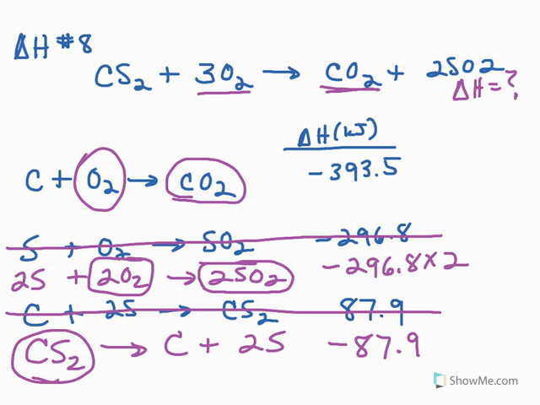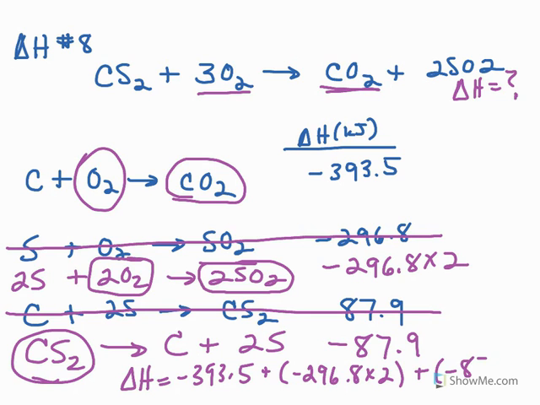So my delta H then is going to be equal to minus 393.5 plus a minus 296.8 times 2 plus a minus 87.9, which gives me a total, if I remember right, of about minus 1075 kilojoules.